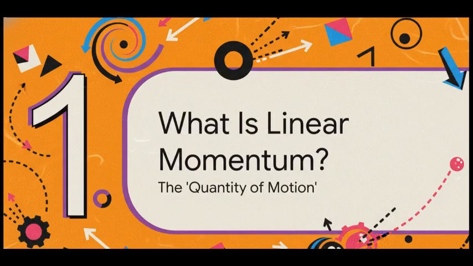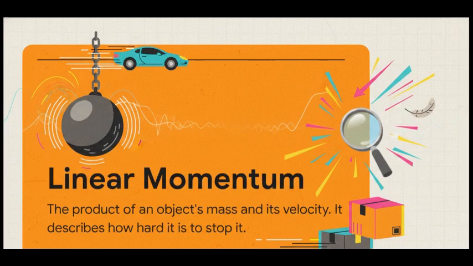All right, we're going to kick things off with a property that every single moving object has. It's called linear momentum, and trust me, it's the absolute key to understanding any interaction between objects. So what is it, really? Well, to put it simply, you can think of it as the measure of an object's quantity of motion. It's not just about how fast something is going, but also about how much stuff is actually moving.